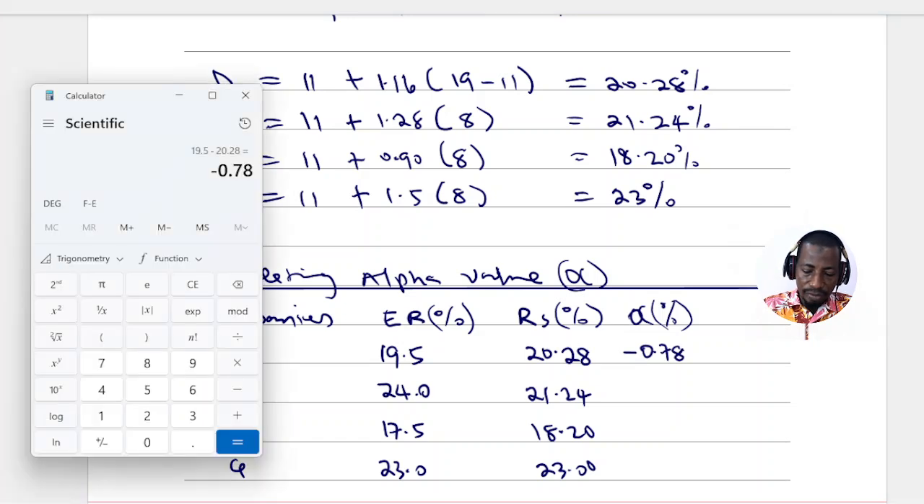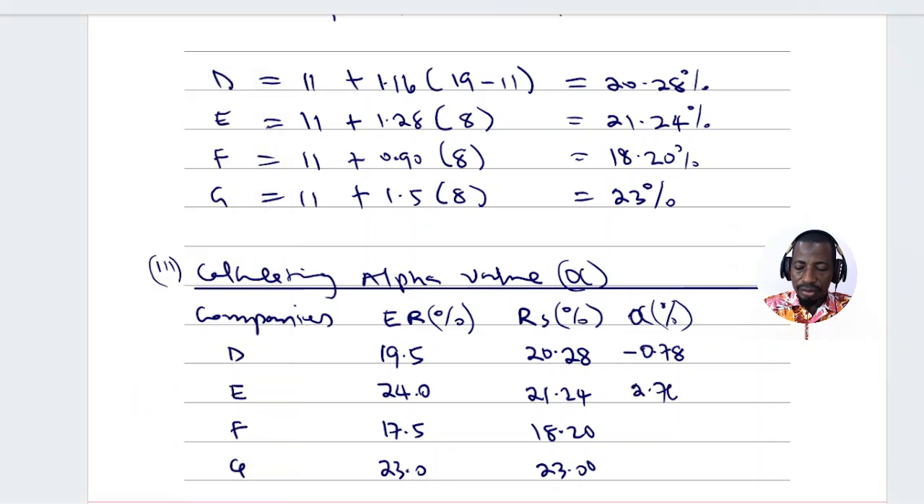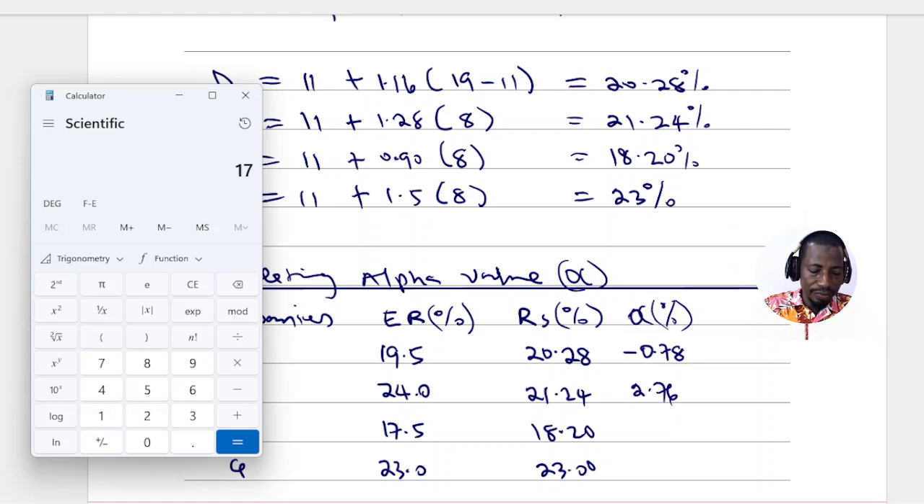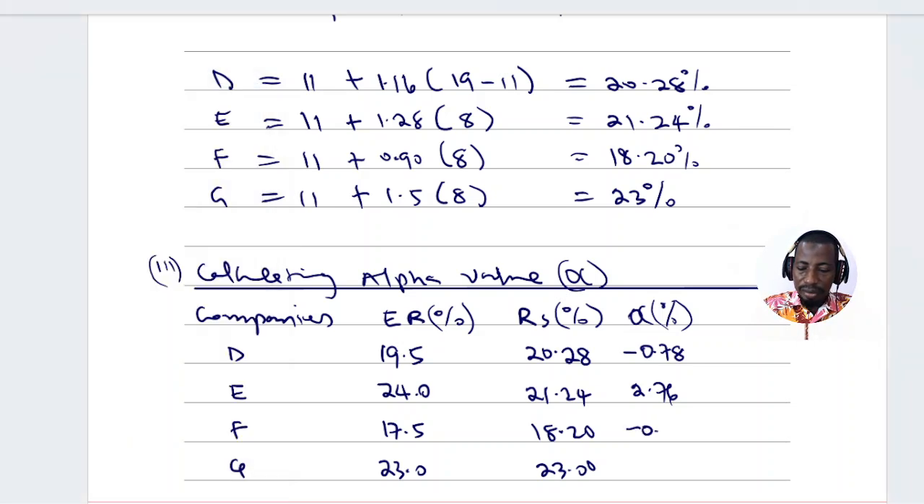Next one, 24 minus 21.24 equals 2.76. Then 17.5 minus 18.2 equals minus 0.7, then 23 minus 23 will be equal to 0.